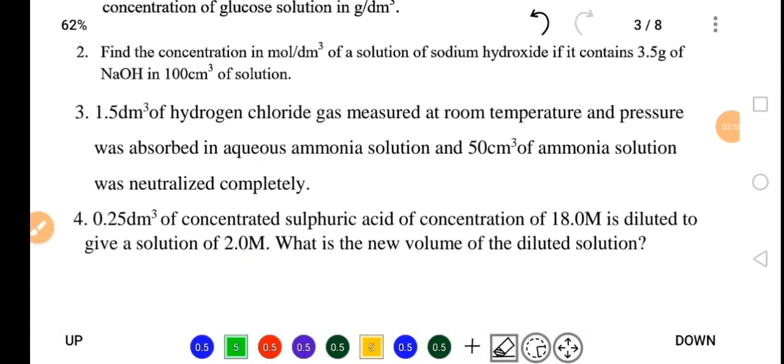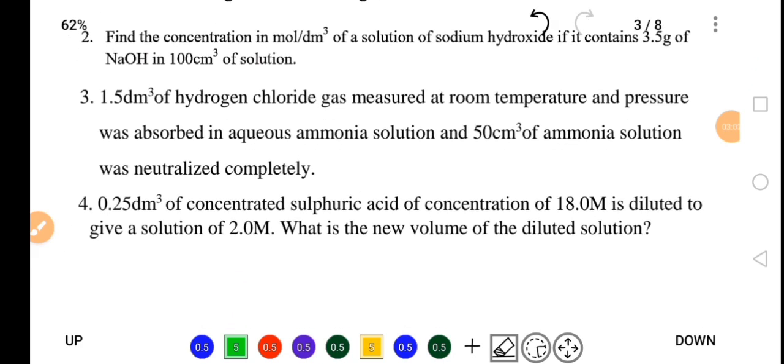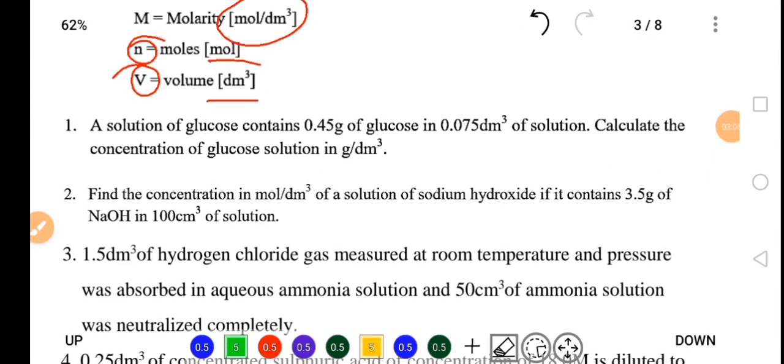We have an example. I am going to do this example very fast. A solution of glucose containing 0.45 grams of glucose is dissolved in 0.07 decimeter cubic of the solution.